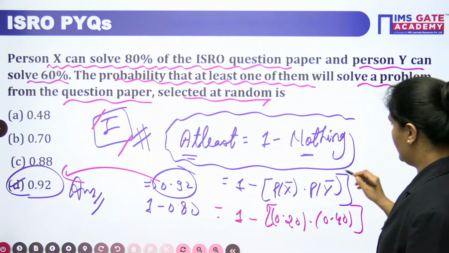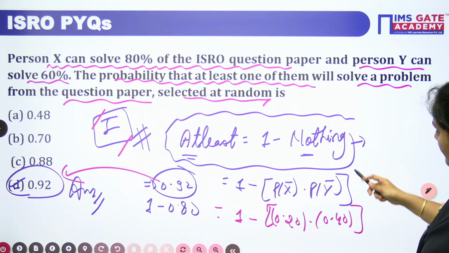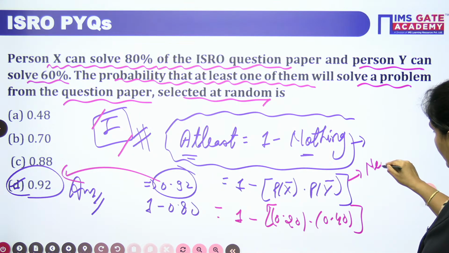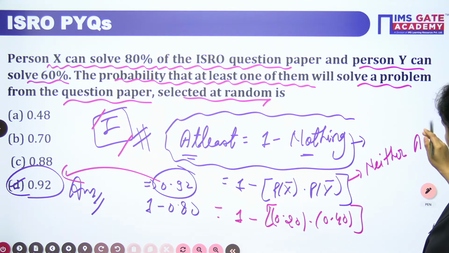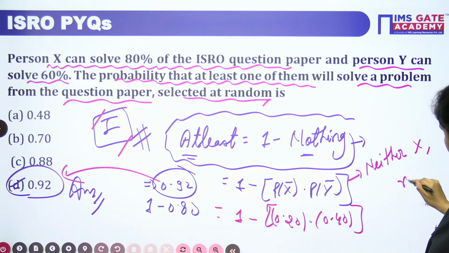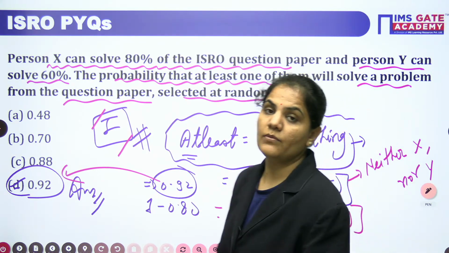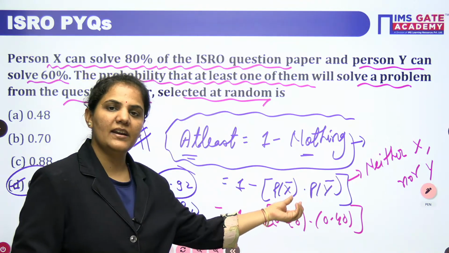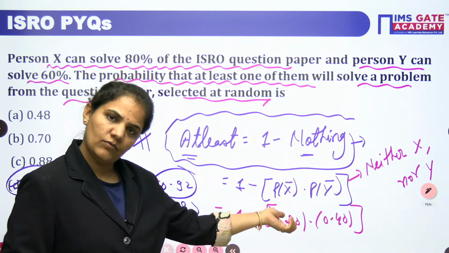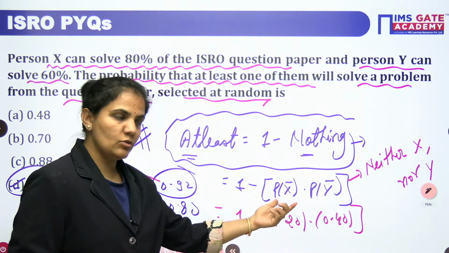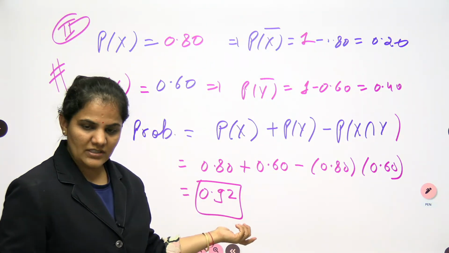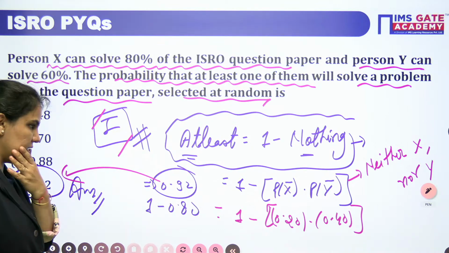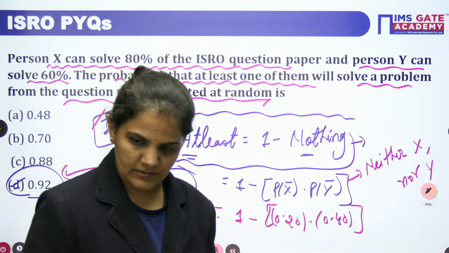If you want to go with nothing, it means neither by A nor by B. So this is denoting neither X nor Y. Okay, so here there is no need to go for the intersection portion directly. Ultimately the intersection probability of X bar intersection Y bar is X bar into Y bar only. So you can solve like this also, and you can solve like this also. So this is the second one and this is the first one. So both methods are possible here.